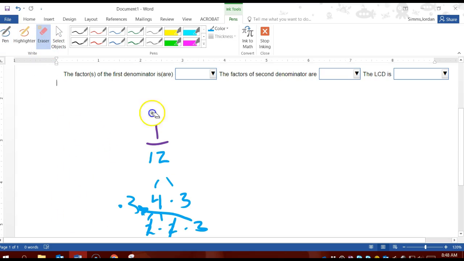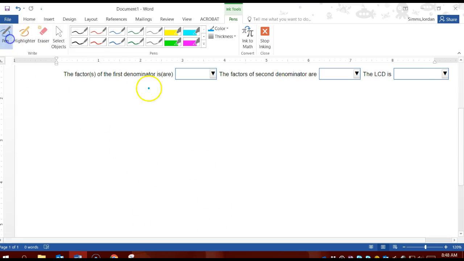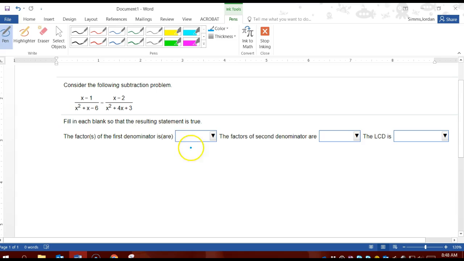All right, so that's like with the numbers. Now let's just take a look. We're going to do the same play, but with all this trinomial craziness that we have up here. So what we're going to do, let's factor out the first denominator. So this is just a trinomial, x squared plus x minus 6. Let's take it down. We're going to get two binomials.